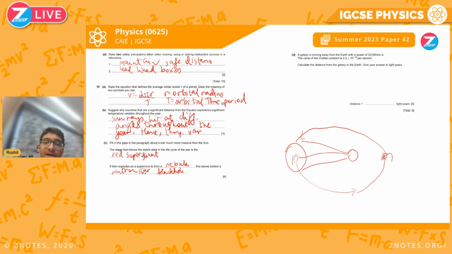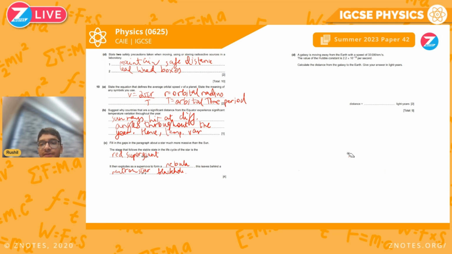The last part says that a galaxy is moving away from the Earth with a speed of 33,000 km per second. The value of the Hubble constant is 2.2 into 10 to the power minus 18 per second. Calculate the distance from the galaxy to the Earth. Give your answer in light years.